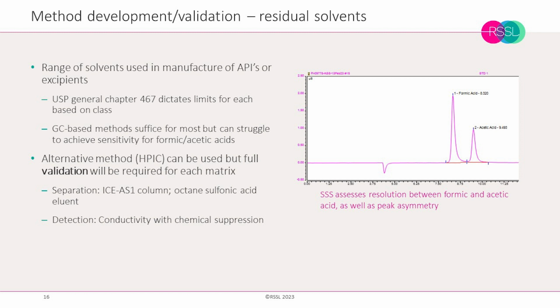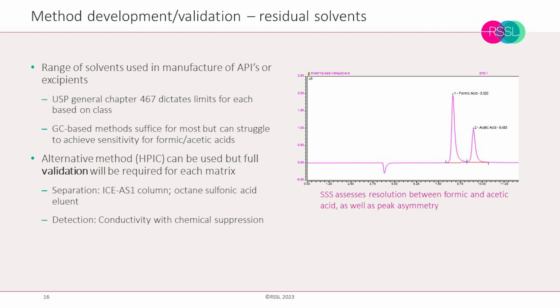Gas chromatography-based methods are the industry standard for residual solvents analysis due to their volatile nature. However, certain acids, for example acetic and formic, can prove to be a challenge for these techniques due to sensitivity issues. Ion chromatography with conductivity detection can be used as an alternative approach in these cases. However, as such, the USP stipulates that these methods must be fully validated for each matrix to which they are applied.